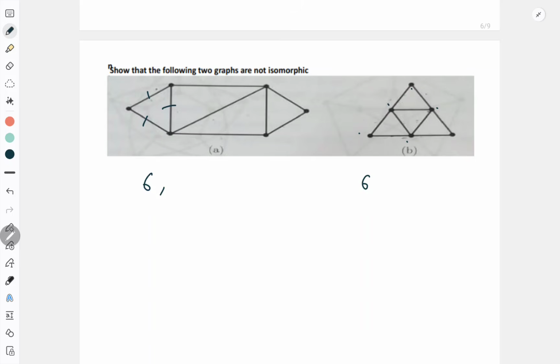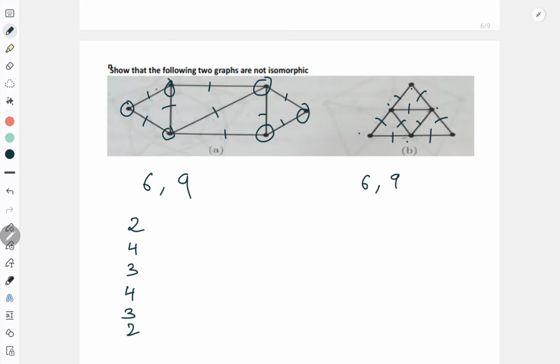1, 2, 3, 4, 5, 6, 7, 8, 9. Now here 1, 2, 3, 4, 5, 6, 7, 8, 9. Then I will write down the degrees. Now start from this. From this vertex, what is the degree? 2. Then this, degree is 4. This one, degree is 3. You can name them; in the exam you should name them. It is easy to explain the answer when you name the vertices. Here, this one degree is 4. This one degree is 3. This one degree is 2.